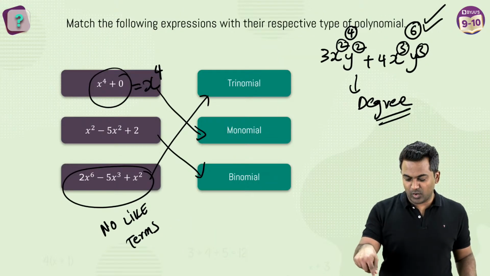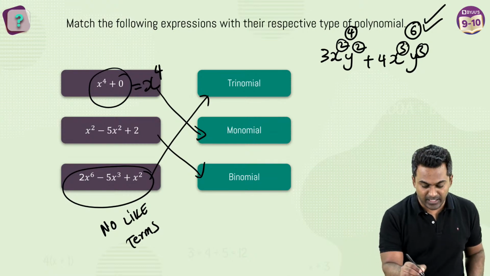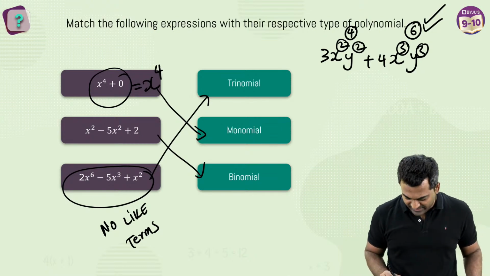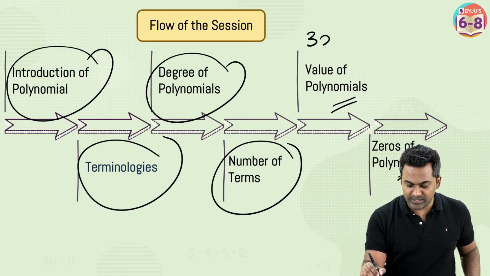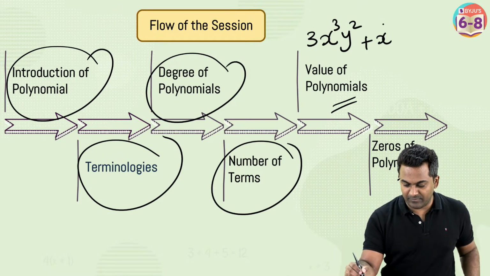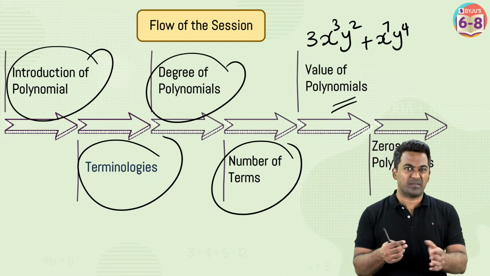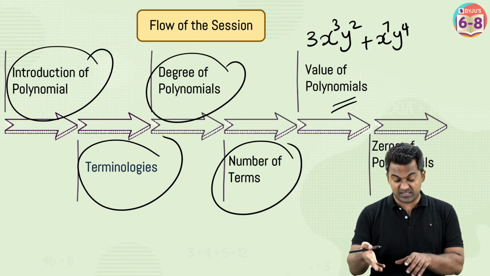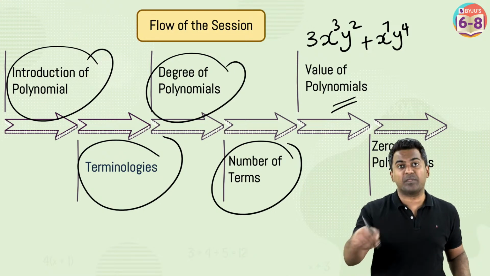Oh, this thing. Look, when you have multiple variables, you add up the powers. Like for calculating the degree, let me just write that down here. Let's say I give you 3x cube y square plus x to the power 7 y power 4. I'm asking you the degree for this. Now there must be some confusion because there are many variables. There are two variables, x and y. In this case, what you do is you add up the powers of the variable.